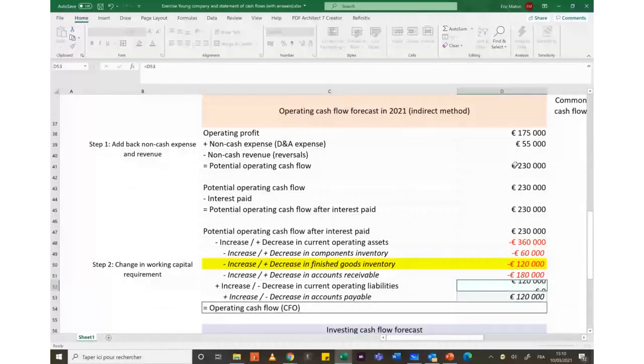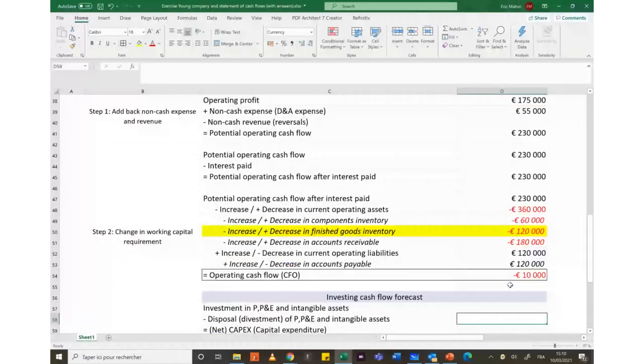So now the operating cash flow is your potential operating cash flow after interest paid, plus the increase in operating working capital, operating assets. So it's a negative amount because you increase it, you pay for that, and plus 120,000, you save some cash because you increase your liabilities. So minus 10,000 in the operating cash flow.